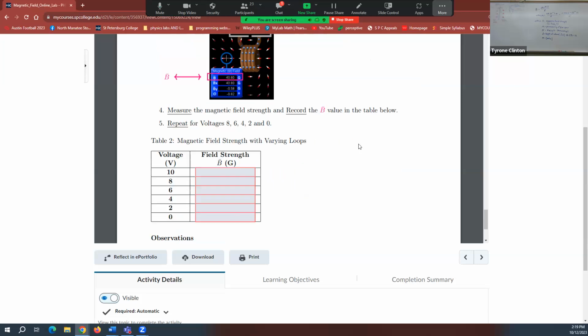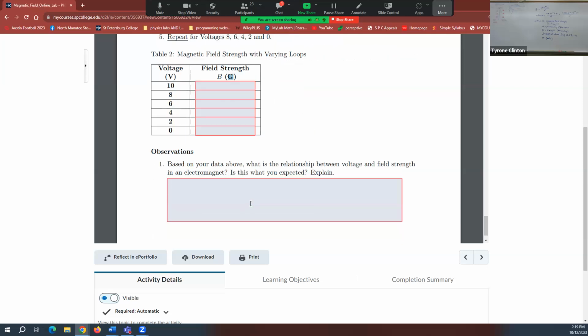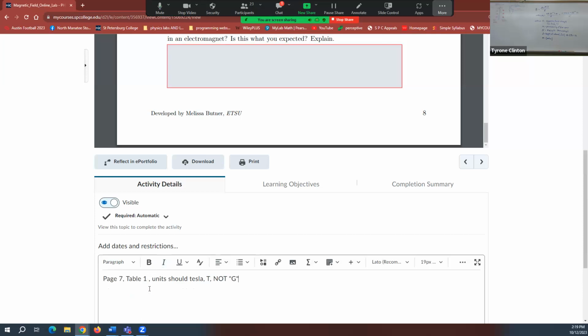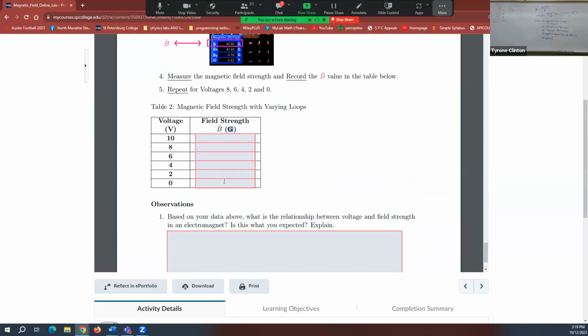So your field strength is going to be based on, and that right there should be, it's going to bother me, so I'm sorry, I got to do this. So data table 2. It needs to be in Tesla.